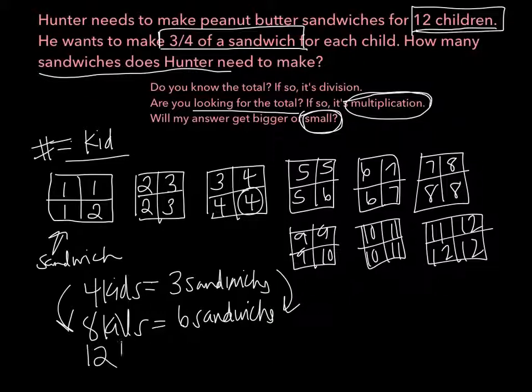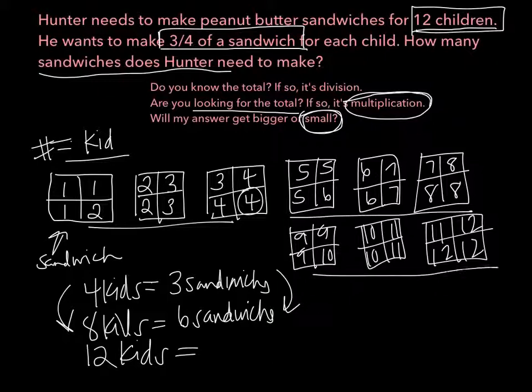I have now reached 12 kids. So now I'm going to count my sandwiches. So 3, 6, 7, 8, 9. 9 sandwiches. So in order to feed 12 children, I will need 9 sandwiches. So my answer did get smaller, which is what I was expecting.